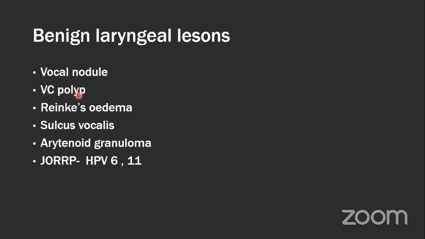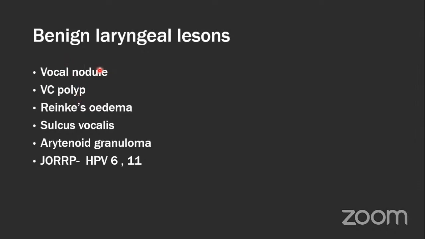And what is a vocal cord polyp? The difference is that vocal nodule is usually bilateral, whereas vocal cord polyp is usually unilateral. The site is the same in both cases. In vocal nodule and in vocal cord polyp, it happens at the junction of the anterior and the middle third of the vocal cord. But vocal cord polyps are unilateral, vocal cord nodules are usually bilateral.